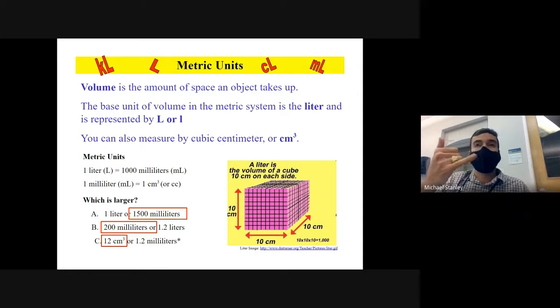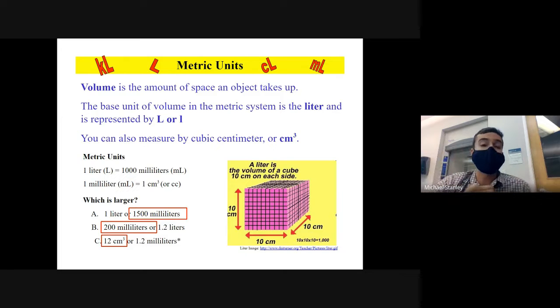All right, so we've got our length measurements of meters, and then we can have kilometers that are bigger, and centimeters and millimeters that are smaller. We have our weight measurements of grams, and then we can have kilograms, which are bigger, or milligrams, which are smaller. And then finally, for our volume measurements, we have liters, where we have our normal base liter, or our smaller milliliters.